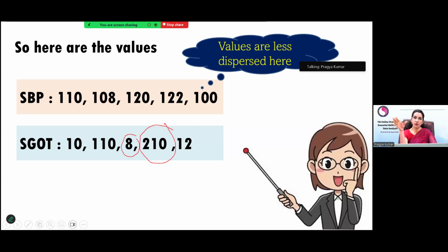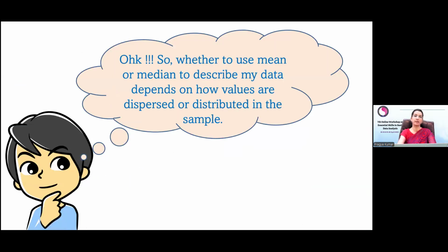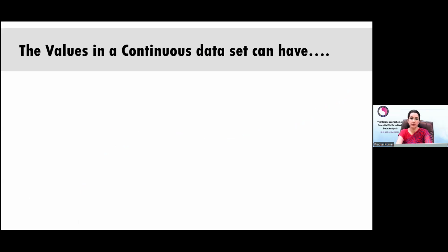If it has a very high range, because if you take out the range, what will be the range? It will be from 8 to 210. And what is the range here? Simply, if you see, it is 100 to 122. So the range is less here and the range is very wide here. Whenever the range is wide, you will see there is more dispersion. So values are more dispersed in SGOT. So whether I should use the mean or median to describe my data, that depends on the distribution. So yes, Dr. Lokesh is right, median for SGOT.